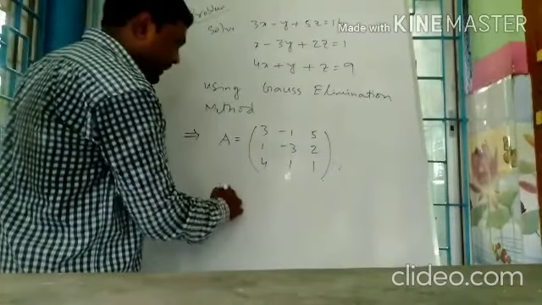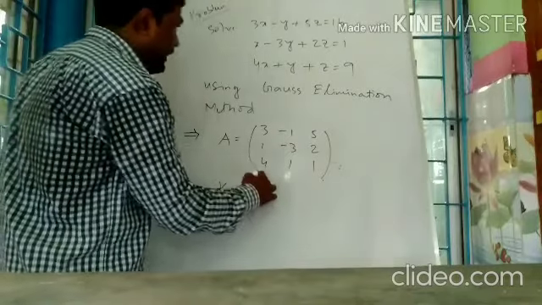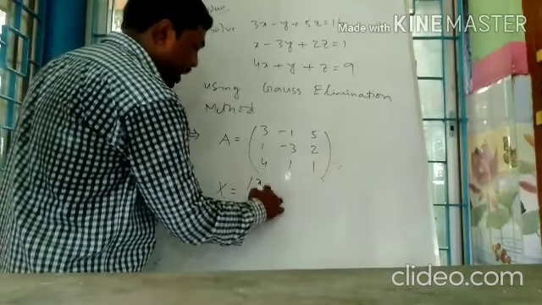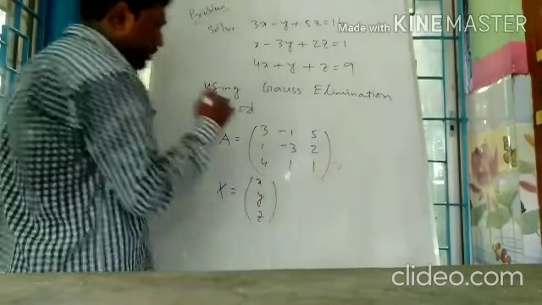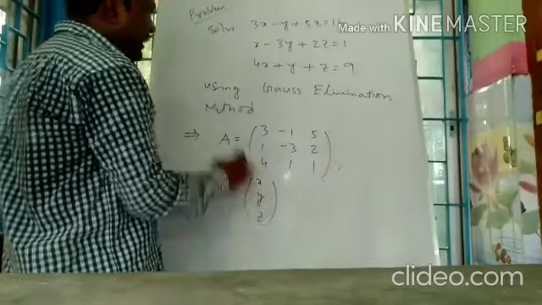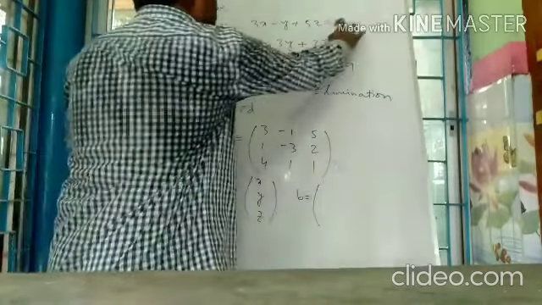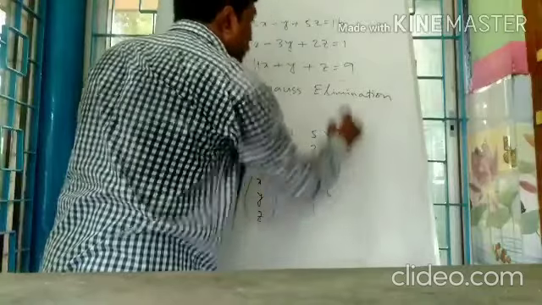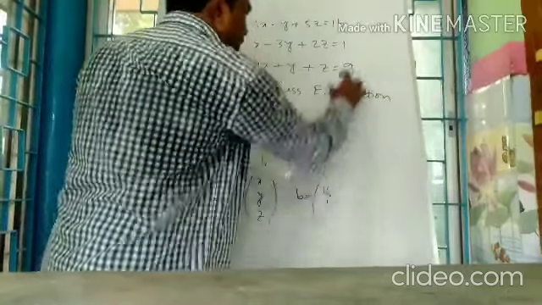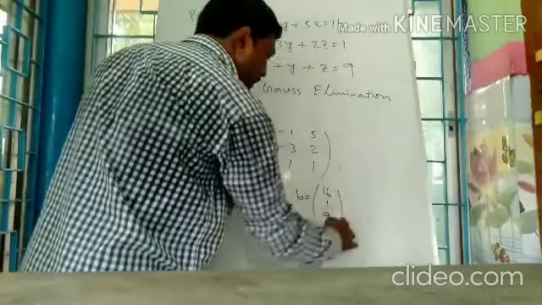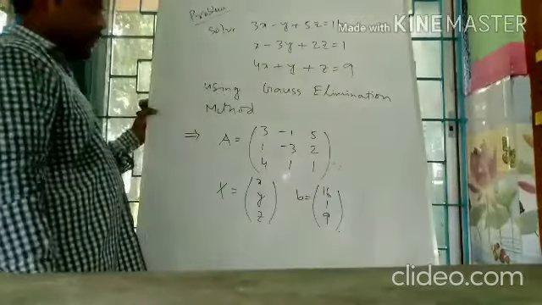The unknown vector x is x, y, z. And the vector b is 16, 1, 9. This is the vector b, that is 16, 1, 9.